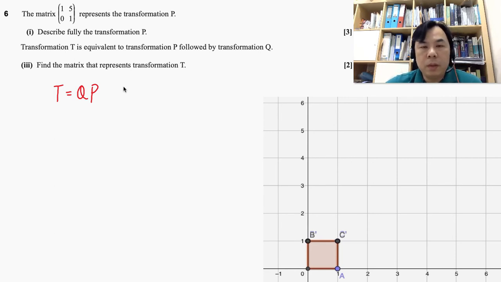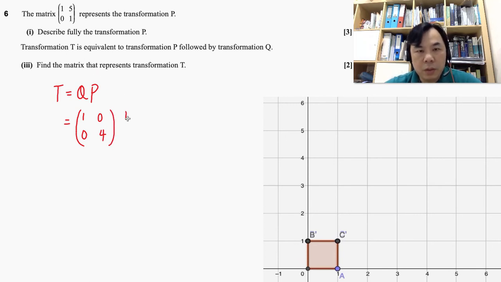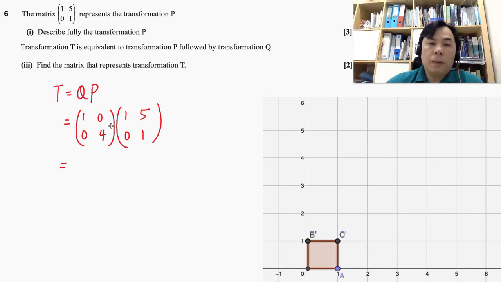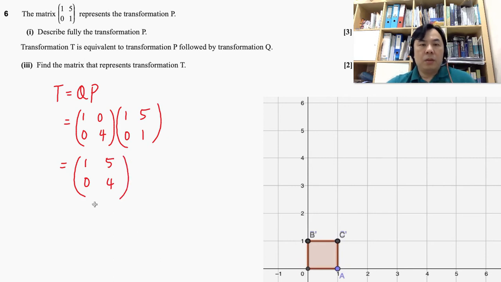Okay. Now, once you get the sequence or the order correct, then all we need to do is just substitute our matrix Q, which we have obtained just now, is 1, 0, 0, 4. I hope that you still remember. And then transformation matrix P is given here, which is 1, 5, 0, 1 here. Okay, all we need to do is just complete this matrix operation. So we have 1, okay, that will be a 5, and then here we have a 0, and then finally we have 4 here. Right, now this is the matrix T that represents the combination of transformation matrices P and Q.